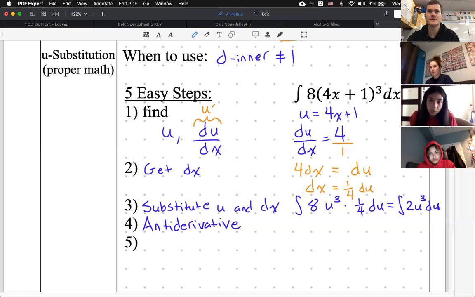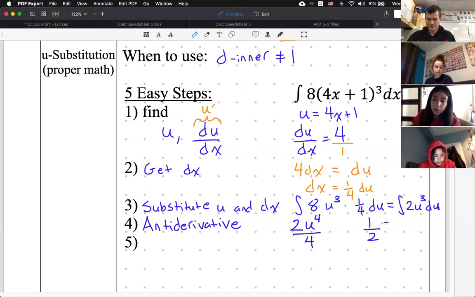Are you muted still? Oh, there. Okay. So you add 1, so it'd be 2u to the power of 4 du, and then you divide down, so it would be like 1/2 u to the power of 4 plus c. So that equals 1/2 u to the power 4 plus c.